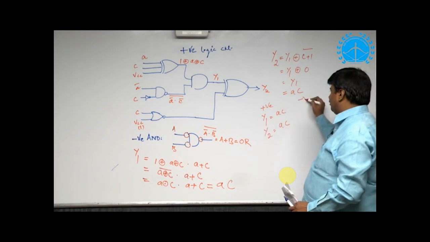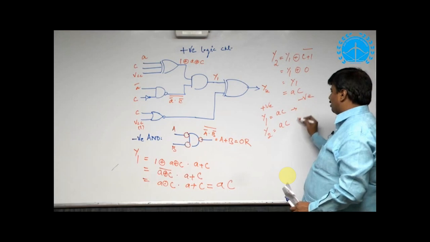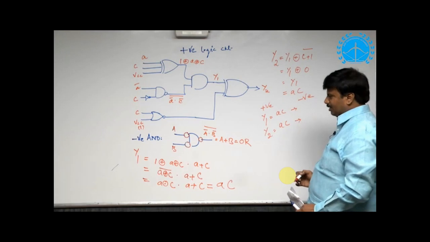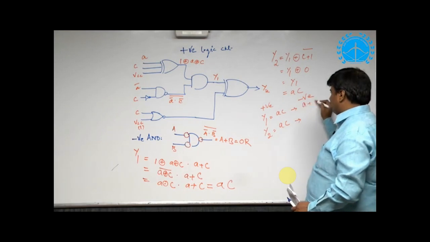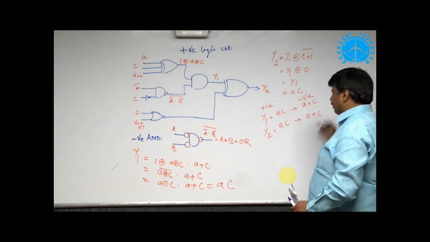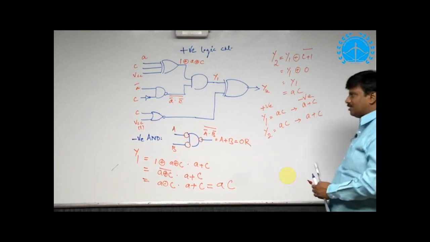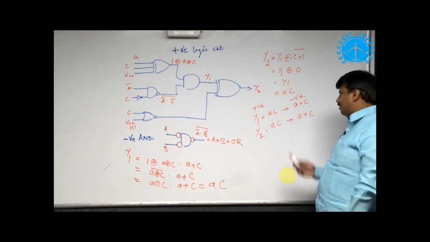In negative, as we know, OR becomes AND and AND becomes OR, so AC will become A plus C. I think it's an easier way of solving: solve it as it is, and apply the negative logic at the end.